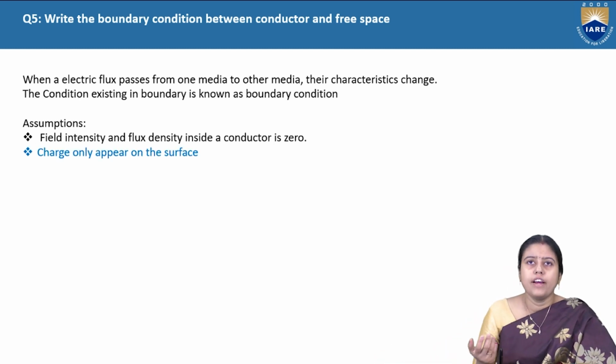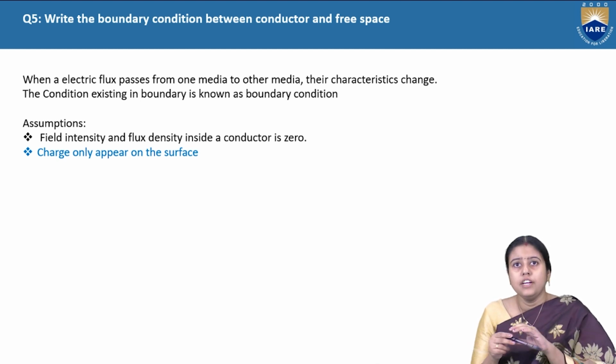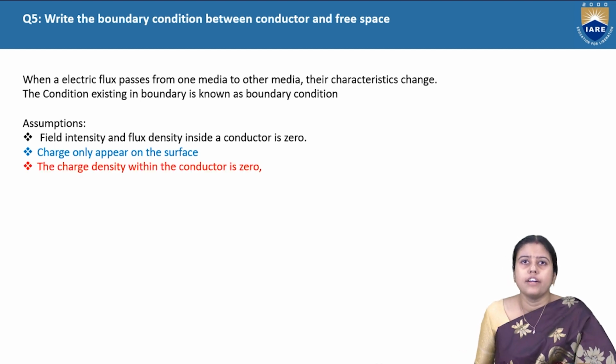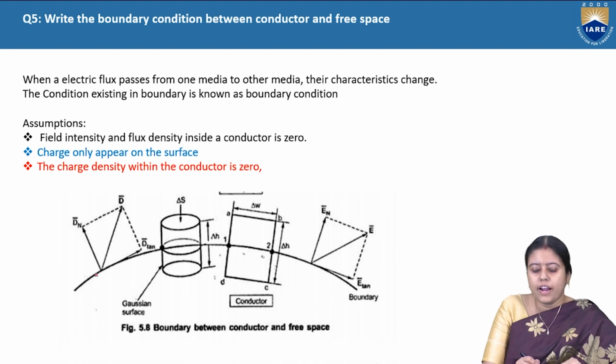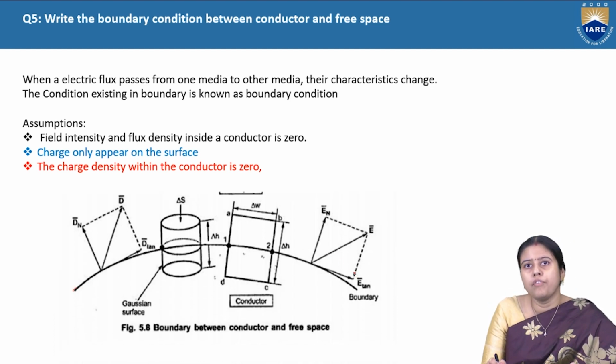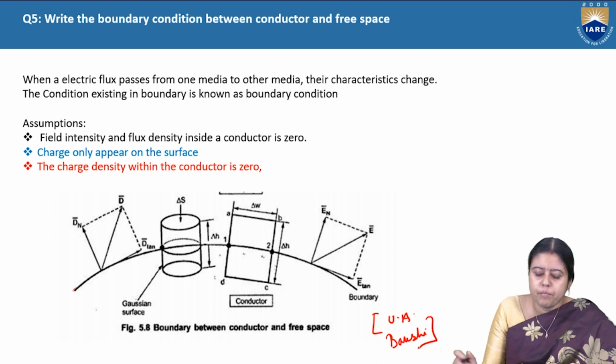So field intensity and flux density inside a conductor is always 0. Charge only appears on the surface. As I told before also, the charge only appears on the surface of the conductor. The charge density within the conductor, as the charge is 0, is also 0. So we are taking, say, overhead lines. I have taken this from the U.A. Bakshi book.